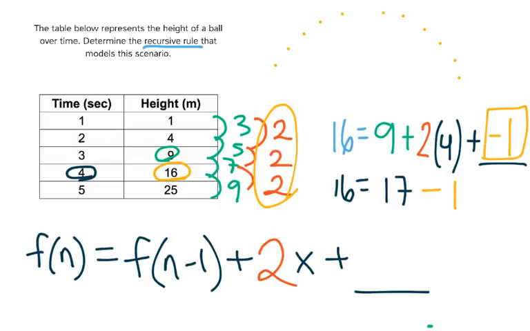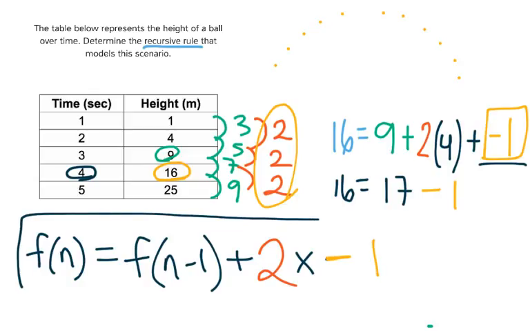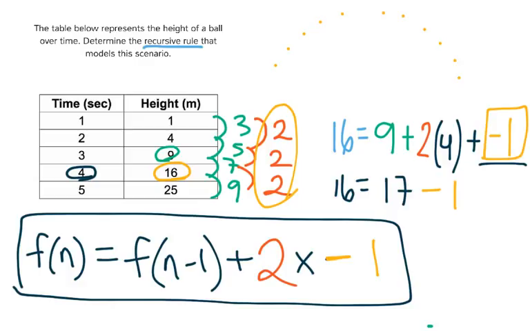So that means the value that goes here is actually going to, instead of plus -1, we're just going to write it as -1. So this is our quadratic recursive rule that models the height of this ball over time.